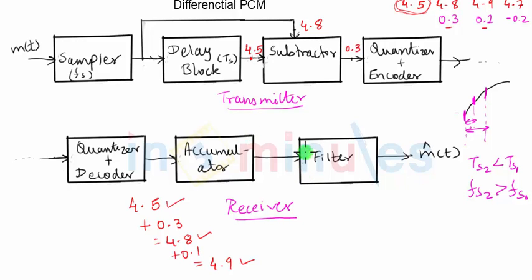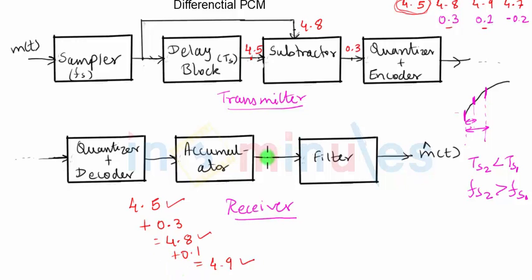So the accumulator will help me to generate the original sample values, but these sample values may not be exactly the same as the original values, because right now we did not take the correct transmitted values. We assumed 0.3, 0.1, minus 0.2 as the transmitted values, whereas we are not going to transmit these values as it is. We are going to quantize them and transmit the quantized values. So 0.3 will be assigned some fixed value and then transmitted. 0.1 will be assigned some fixed value and then transmitted. So we may not exactly have the original sample values, is the first thing.